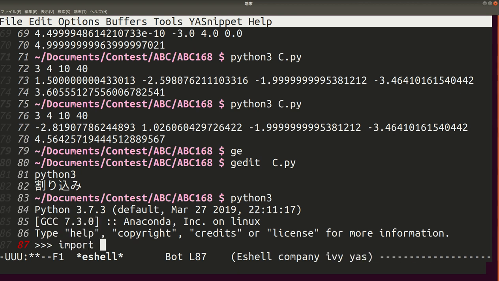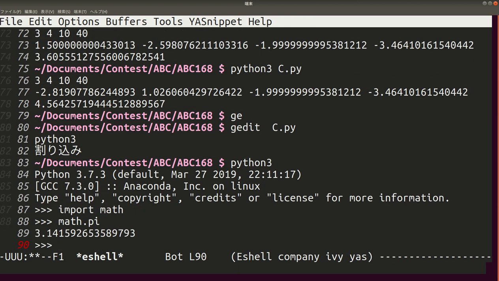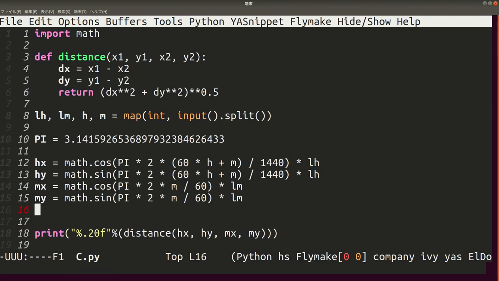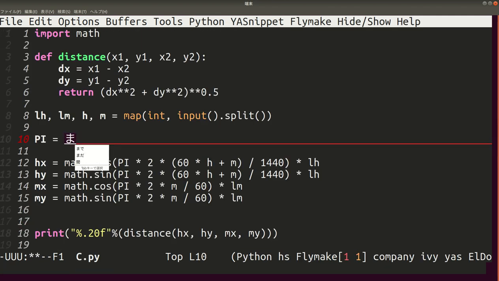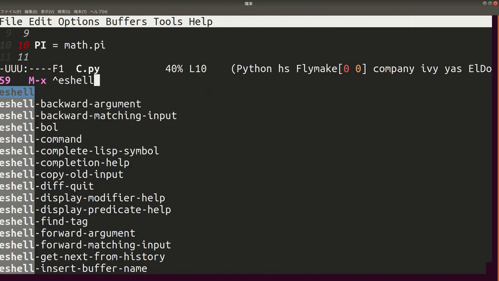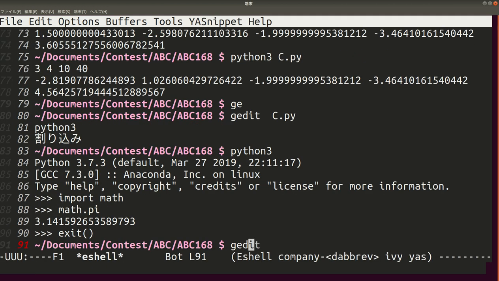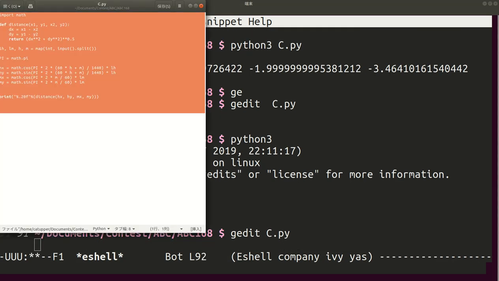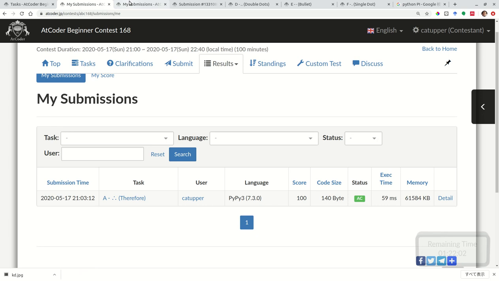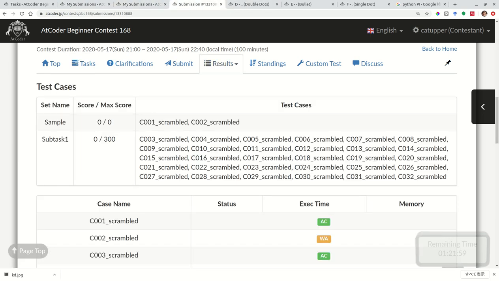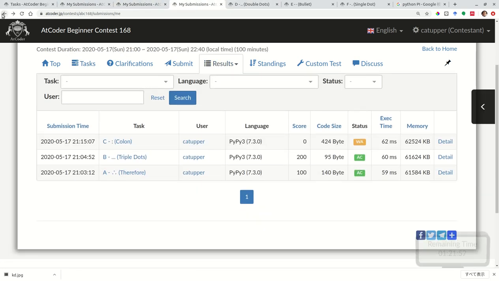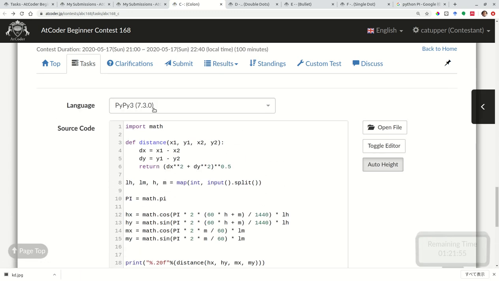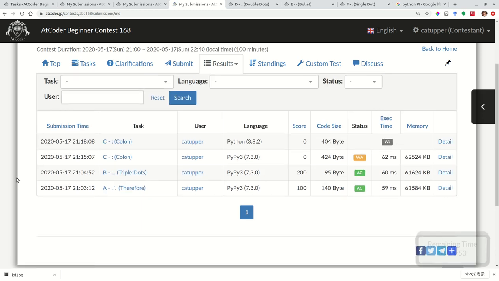Import math as pi. Okay, this is what I need. Math pi. Okay, and let's submit it. C pi. And what we need for D is just calculate the distance from node 1 for each node.